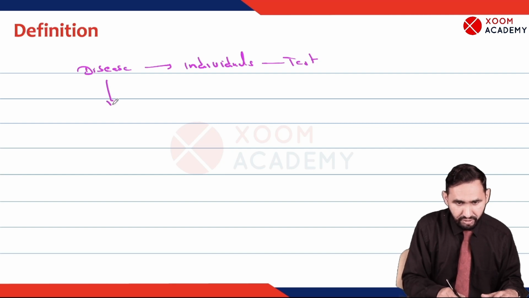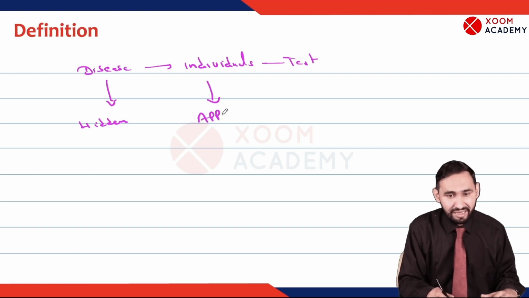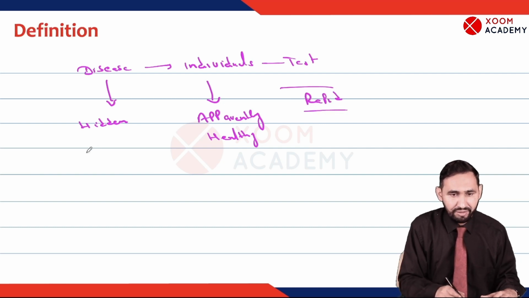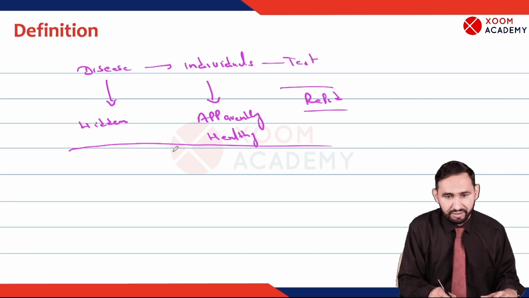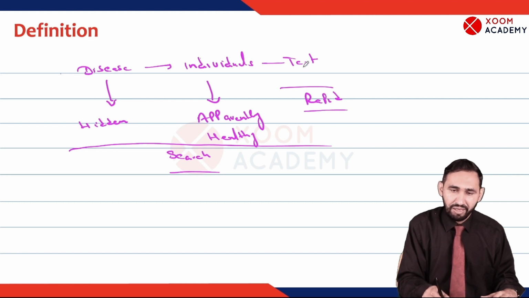So disease should be hidden. Individual should be apparently healthy. They are not healthy, but they are apparently healthy. Test, rapid test, because they are applied in population, they are applied on masses. Overall screening is a search. We are searching something, searching disease in individuals by means of tests.